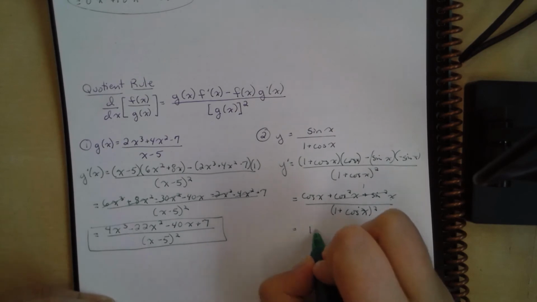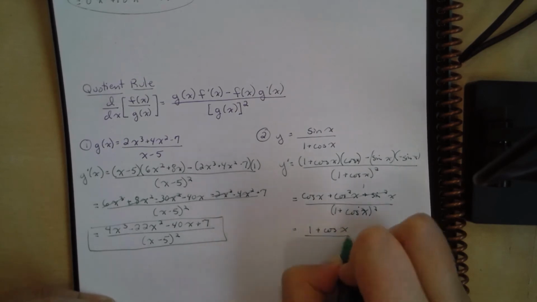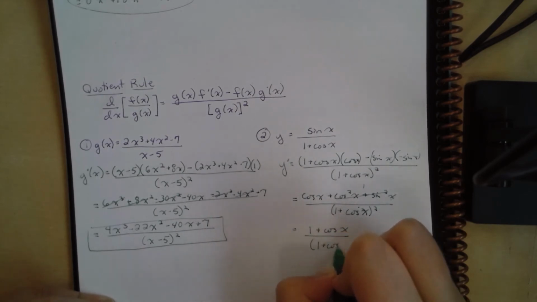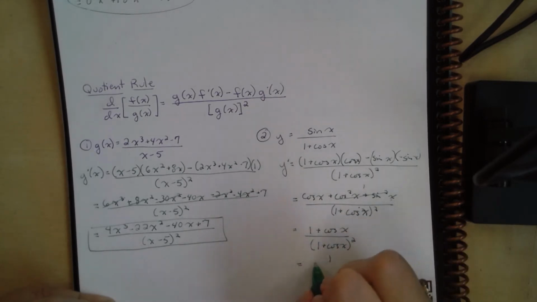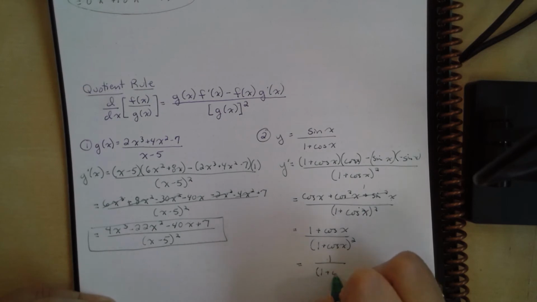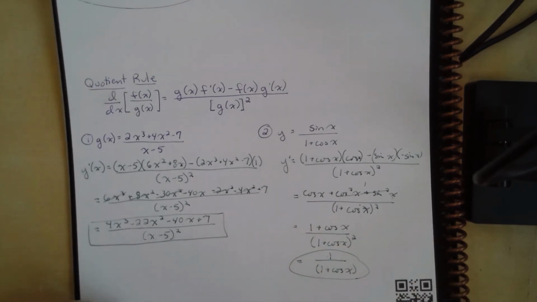So now I just have 1 plus cosine x over 1 plus cosine x squared, and that simplifies even further to just become 1 over 1 plus cosine of x. And that's our derivative. All right.